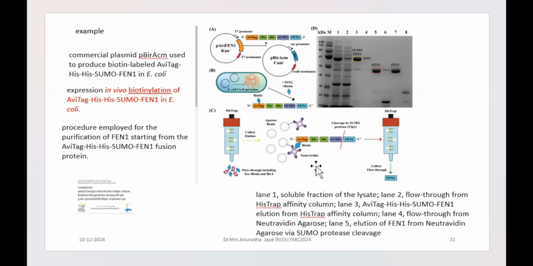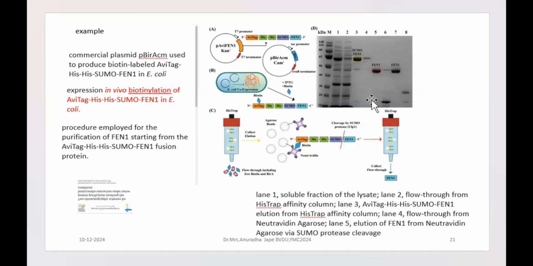All other proteins will run down the column. Only your protein of interest, which has this biotin as a tag, or you can say the biotinylated protein, will remain in the column, and then you have to elute it. Whether the protein is properly purified or not can be assessed at every step by electrophoresis, right?